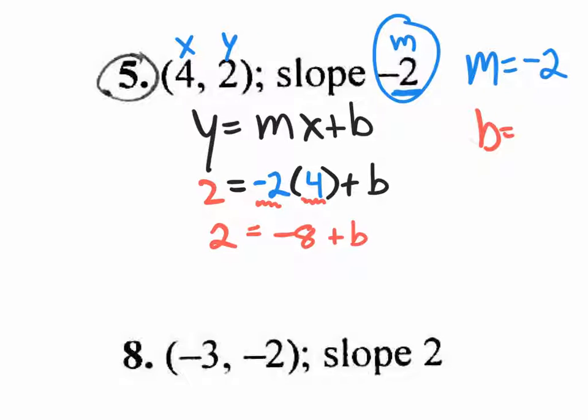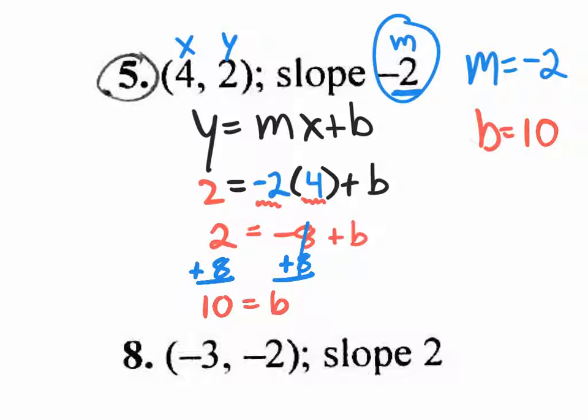And of course, you want to solve for b. b is on the right side of the equal sign. You want b by itself on the right side of this equal sign. You don't want this minus 8. So you're going to do the opposite, which would be plus 8. And what you do to one side, you do to the other side. So you will end up with 10 equals b, b equals 10.